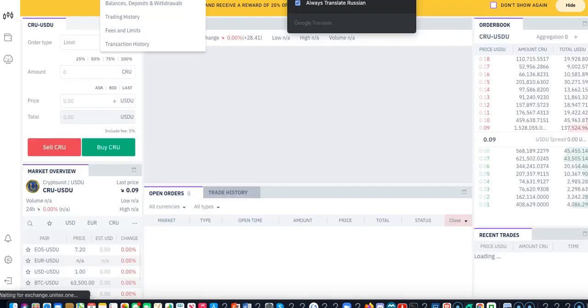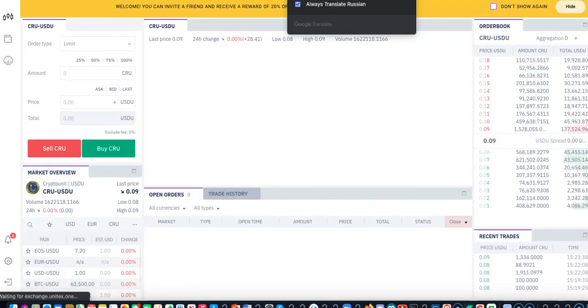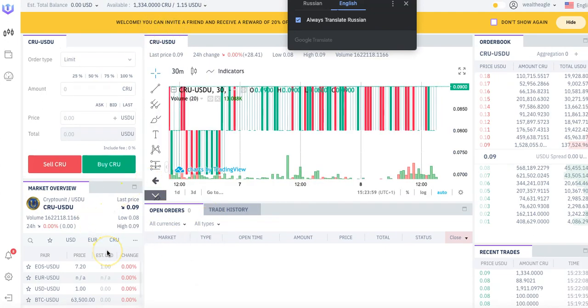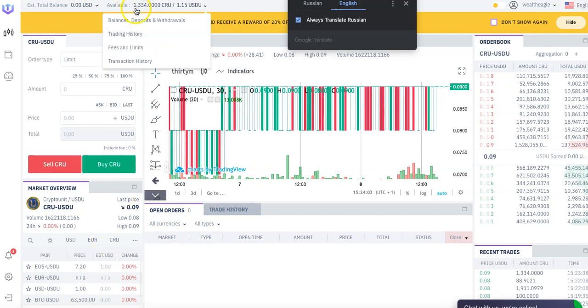Just wait, because I'm using Google Chrome, so I need to refresh. Hopefully this is something that's going to be fixed. Refresh the page, and voila. Now you can see here I already purchased, because I put it at the price that is listed. I just purchased 1,334 CRU with just $120, guys.